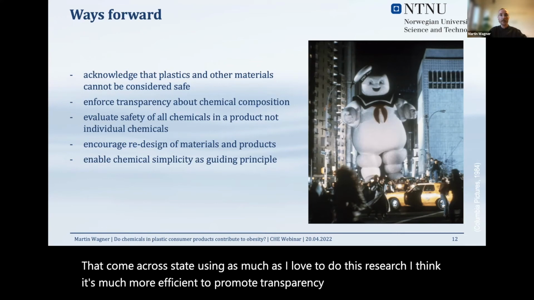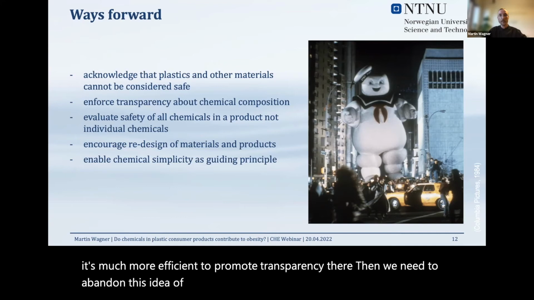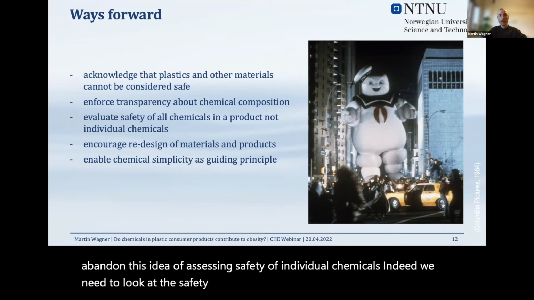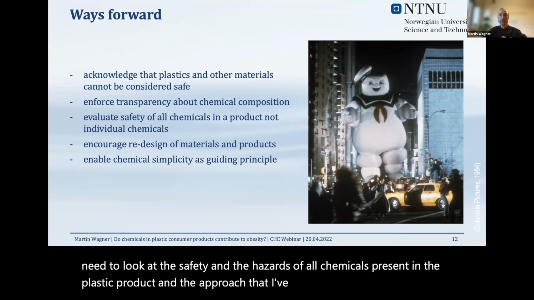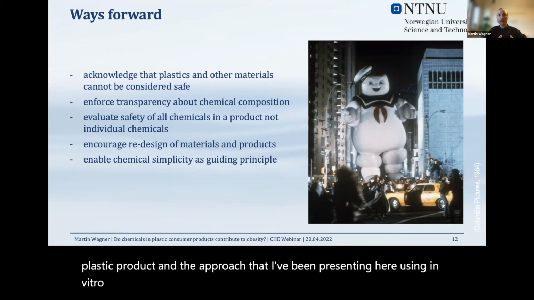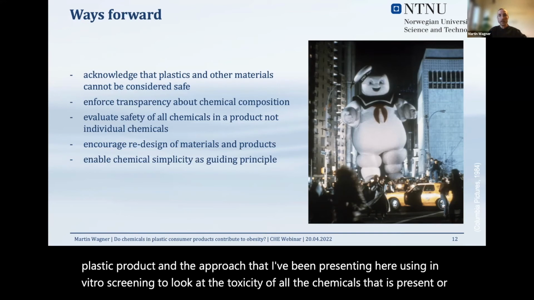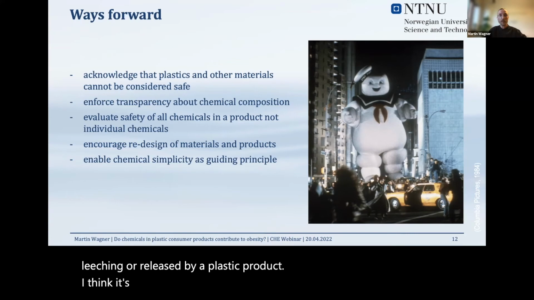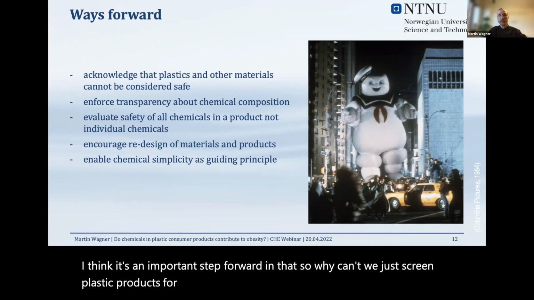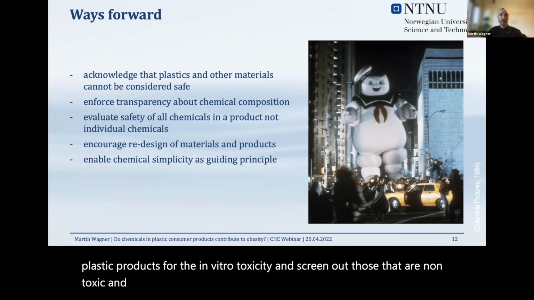Then we need to abandon this idea of assessing safety of individual chemicals. Indeed, we need to look at the safety and the hazards of all chemicals present in the plastic product. And the approach that I've been presenting here, using in vitro screening to look at the toxicity of all the chemicals that are present or leaching or released by a plastic product, I think is an important step forward in that. So why can't we just screen plastic products for their in vitro toxicity and screen out those that are toxic?